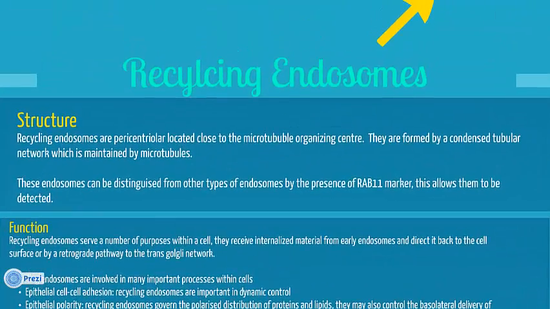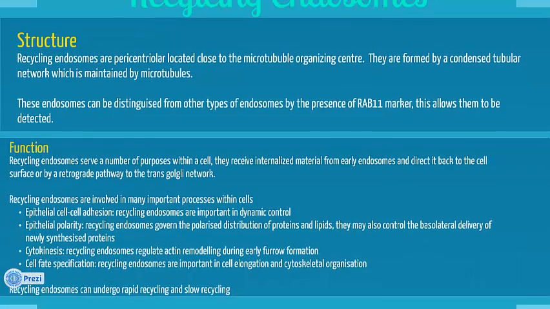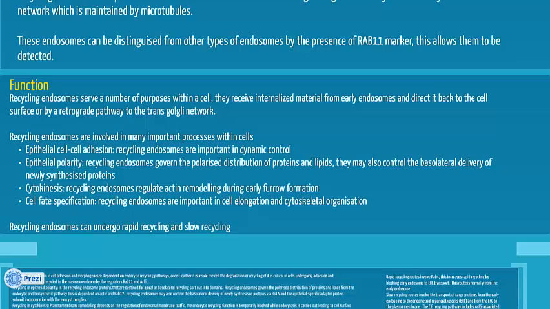We move on to recycling endosomes. They are formed by a condensed tubular network and are located close to the microtubular organizing center. The RAB11 marker is present within these endosomes. Recycling endosomes receive internalized material from the early endosomes and direct it back to the cell surface or trans-Golgi network. The main processes recycling endosomes are involved in are epithelial cell-cell adhesion, epithelial polarity, cytokinesis, and cell fate specification.